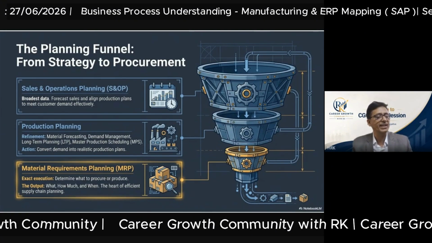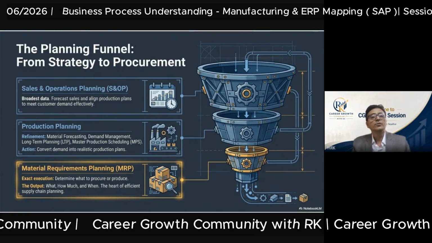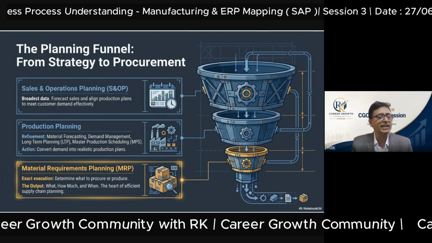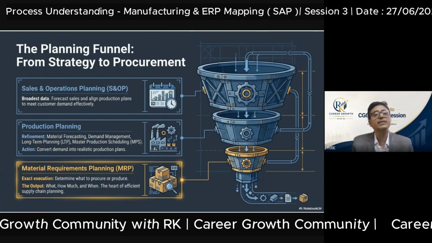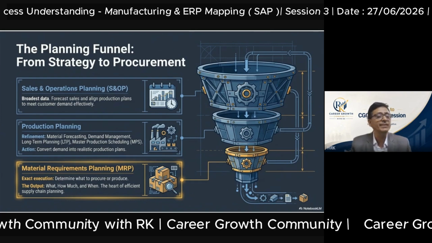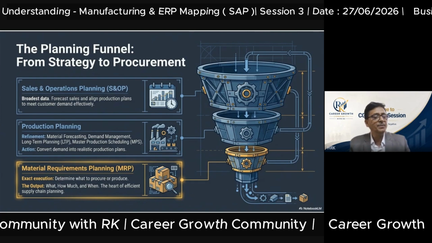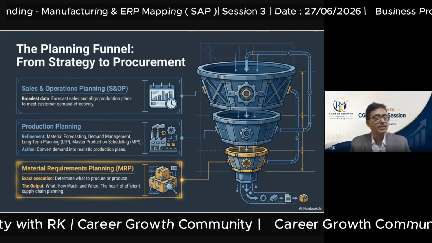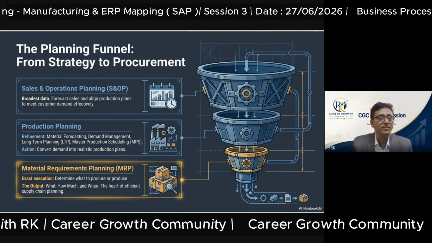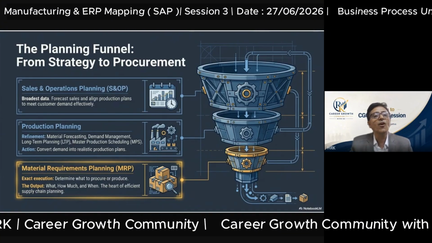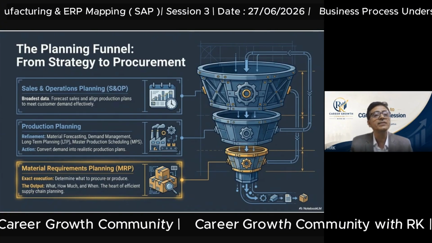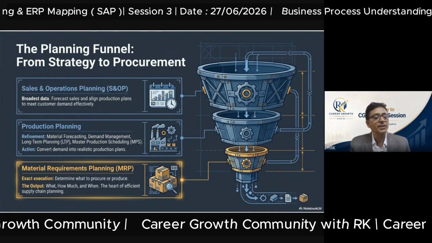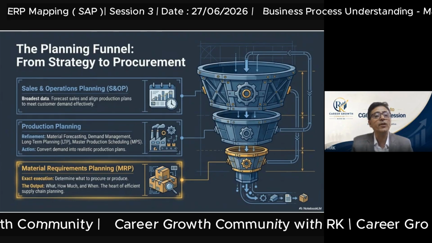This is the planning funnel. Suppose your company sells 1,000 bottles. Marketing says that such demand is coming. Production decides your quantity, and purchase buys raw material according to that production plan. And then the factory produces that finished good. This explains the sales and operations planning. So production planning and then material requirement planning.